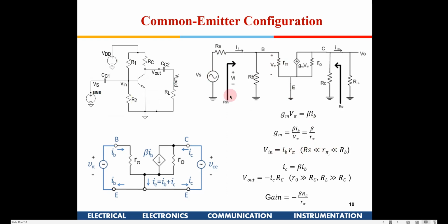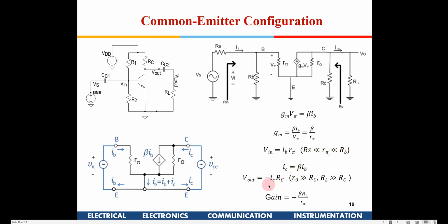Otherwise, if you want to do an accurate analysis, then VS is available here, then this becomes parallel to each other. So you can use the potentiometer rule to compute what is going to be the voltage out here, right? So it will be VS into RB parallel to R pi, divided by, in the denominator, RS plus RB parallel to R pi. So you can do that if you want to get accurate results, but this is an approximation which is generally true for all real time systems.